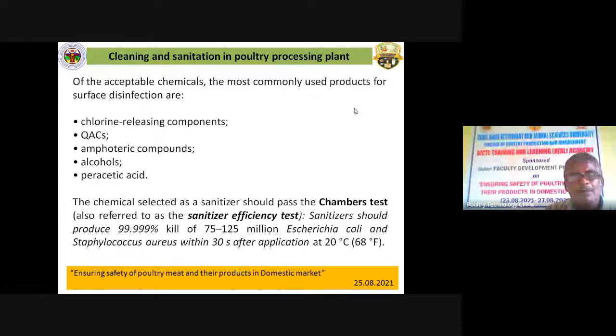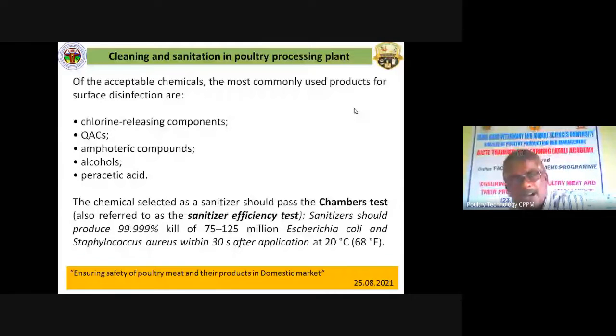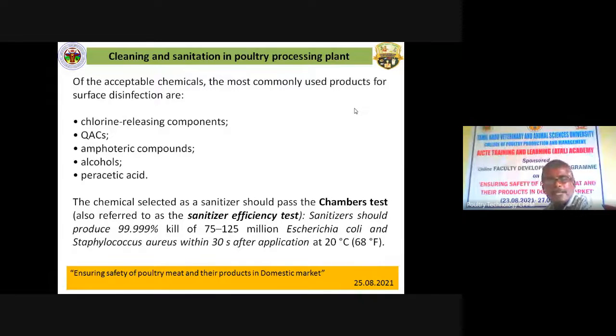So the commonly employed disinfectants in a food processing plant are chlorine-releasing compounds, quaternary ammonium compounds, some of the amphoteric compounds, and alcohol and peracetic acids. Usually, to assess the efficiency of a sanitizer, we use a test called the Chambers test. This tests the sanitizer efficiency.